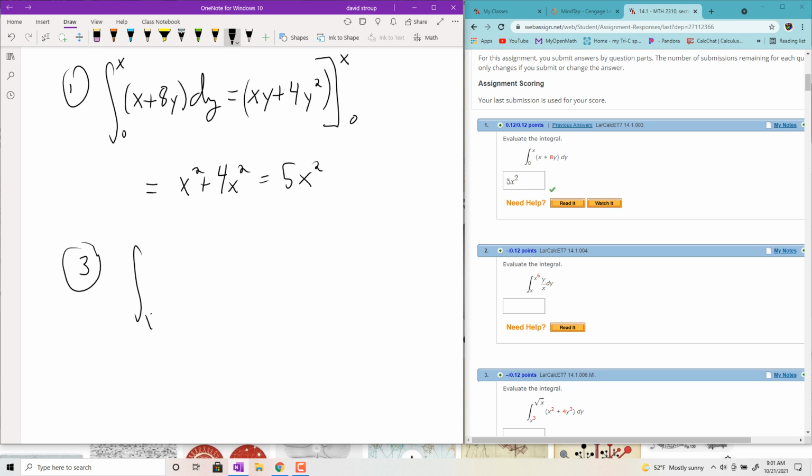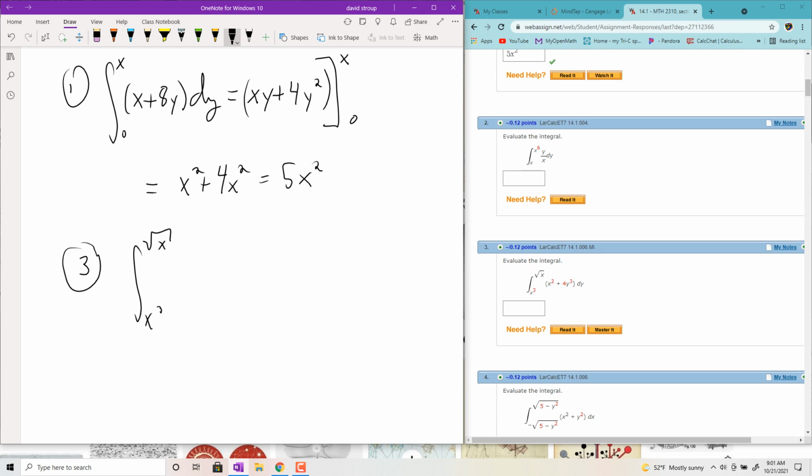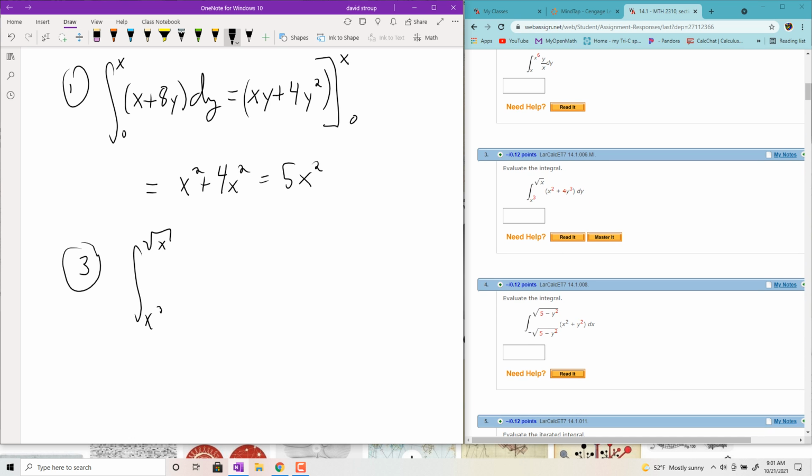The integral from x cubed to square root x of, and we're doing both of these. Do they have one with respect to x? Oh, here we go. Let's try number four then.